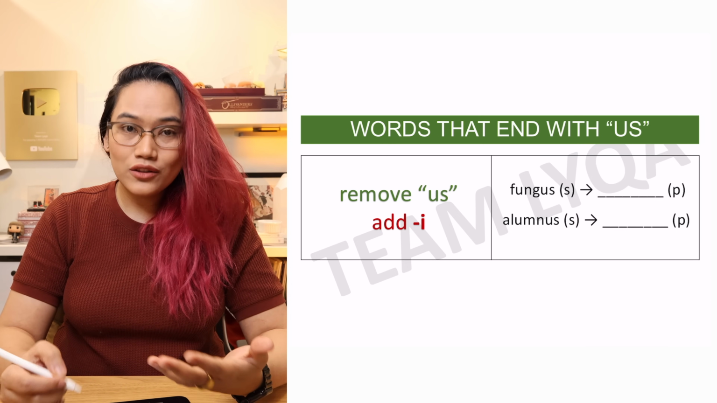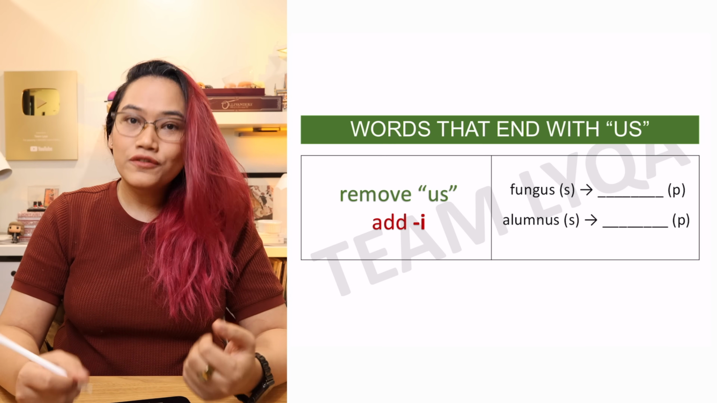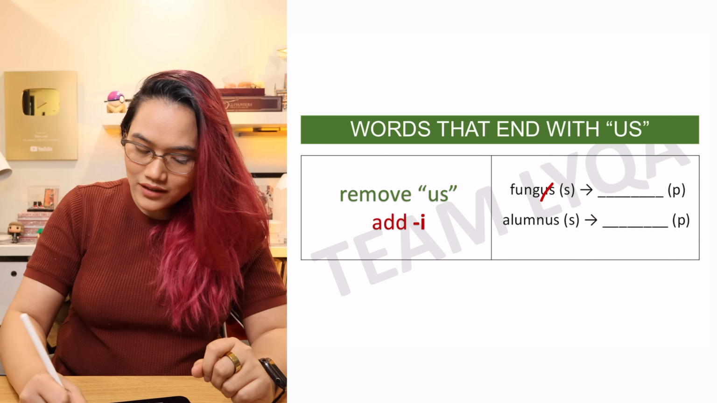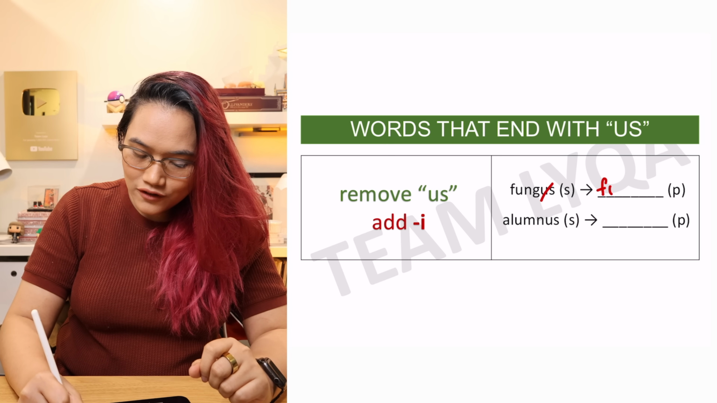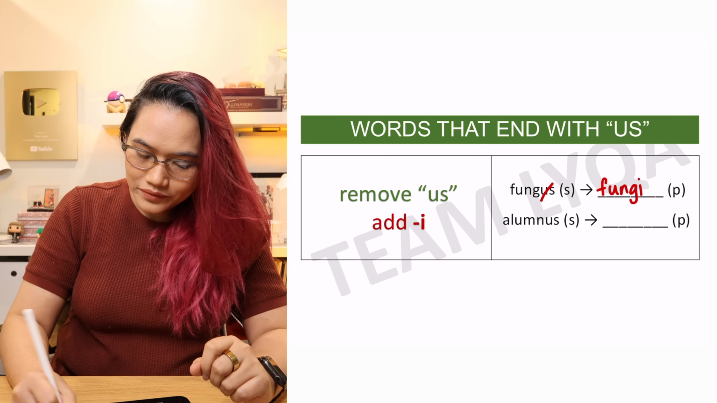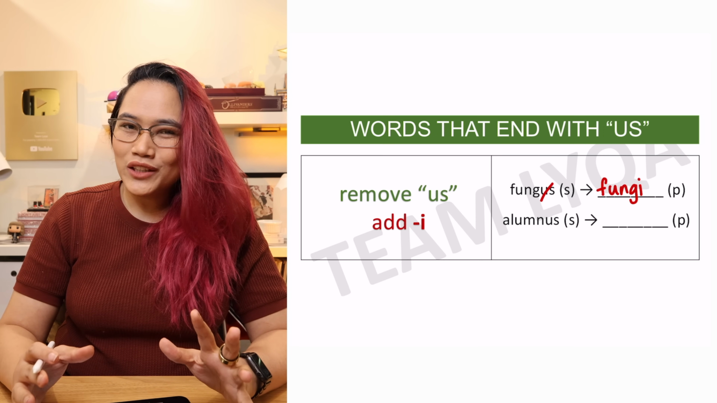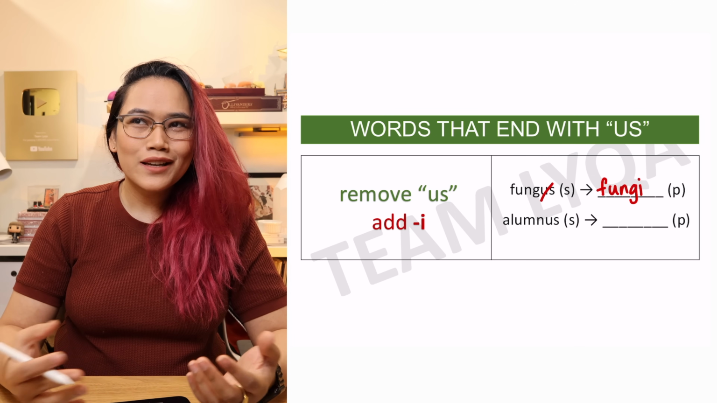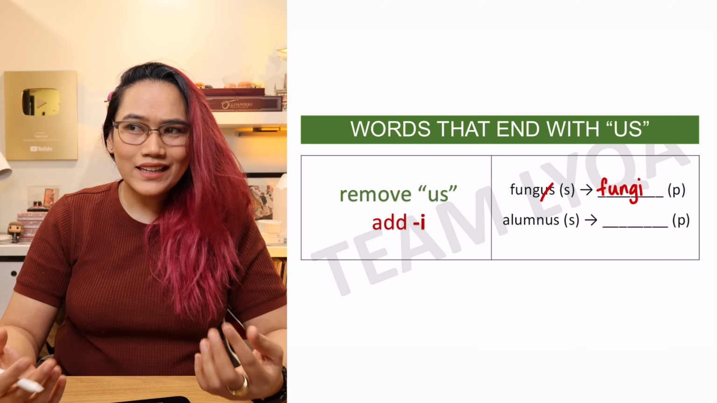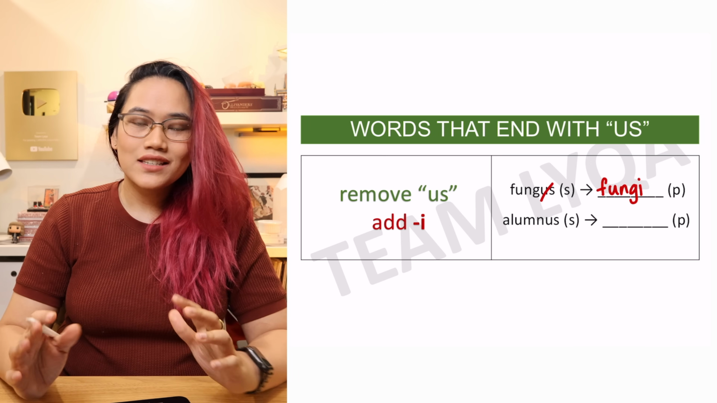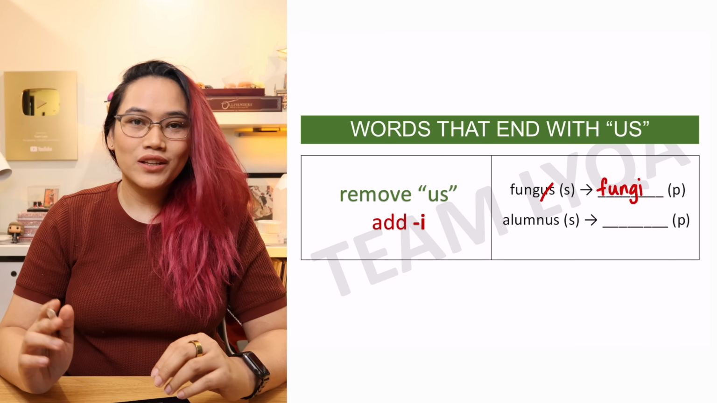An example would be the word fungus. Fungus, singular. Tatanggalin natin yung US. And the answer becomes fungi. Again, drop the US and add I. Counterintuitive siya kasi us is a plural pronoun and I is technically isa lang. But in this case, you take out us and you put an I.